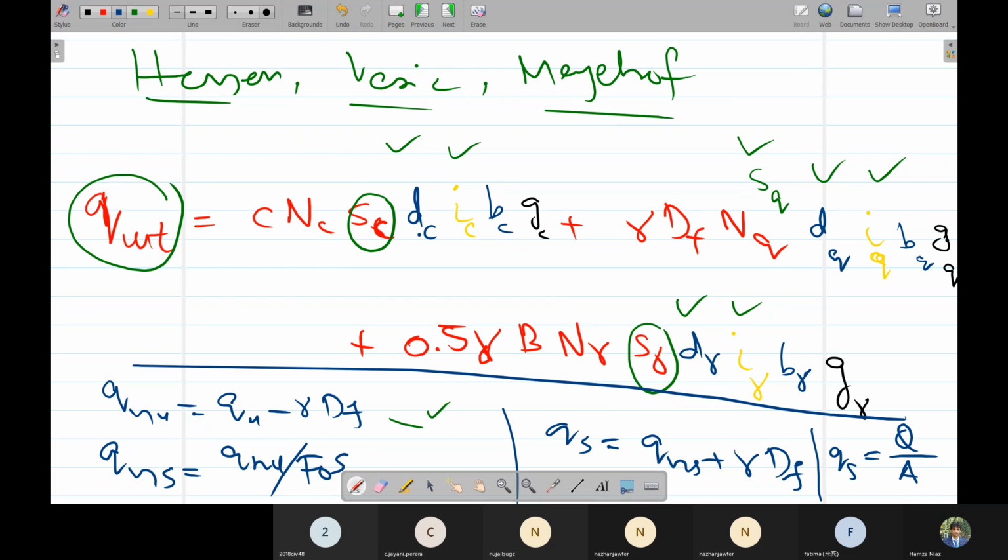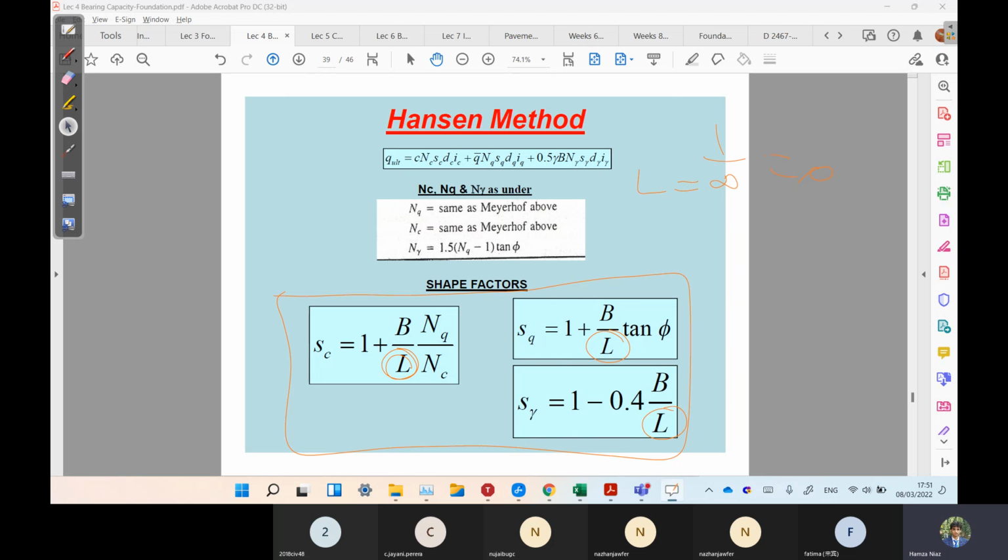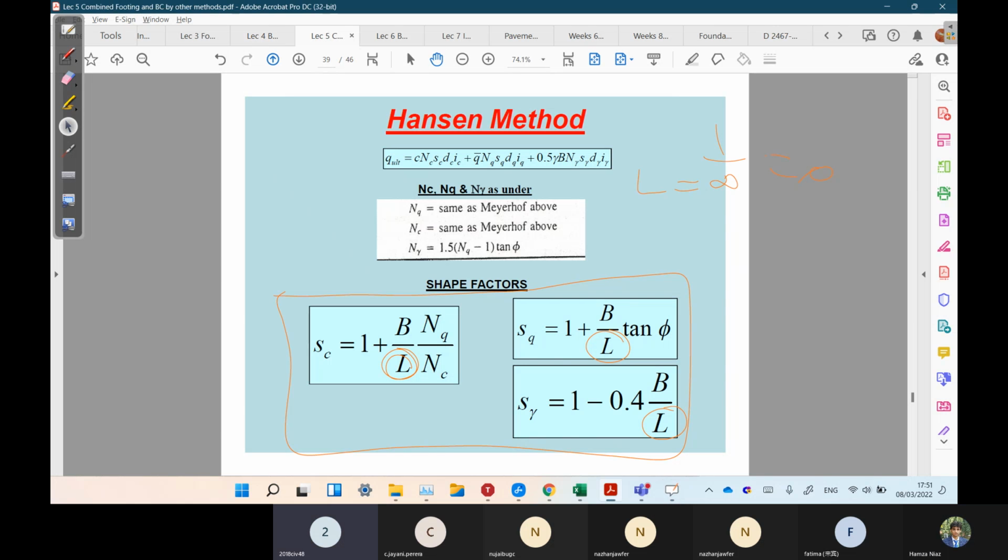Any issue in this? This was all for bearing capacity, and most probably the question would come from this. Usually numericals will be from one of these three methods, brother? Yes, Hansen. Usually Terzaghi is given because in exams we do not have time. Okay. Thank you.